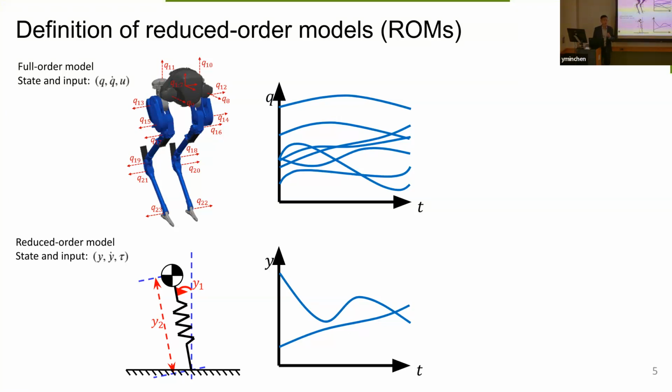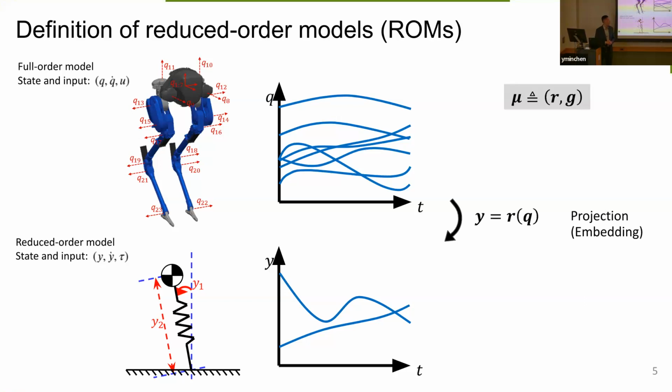So I define my reduced model by a tuple of two functions. One is the projection function that maps the full configuration to the reduced configuration. And the second function is the dynamics of the reduced model. So in the case of SLIP, the spring-loaded inverted pendulum here, the projection function is the center of mass position, and the dynamics is the swing mass dynamics.